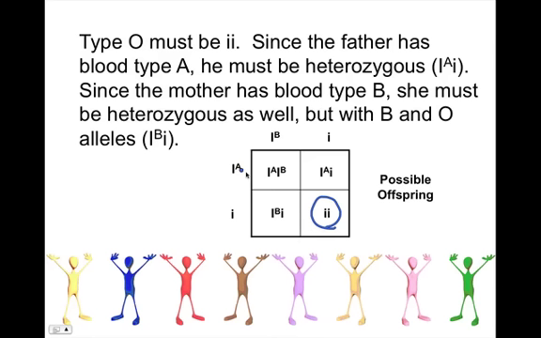Since father has type A blood, he has to be heterozygous. Mother has type B blood. She has to be heterozygous in order to have a child with type O blood. And now you'll get to do some practice problems on blood typing.